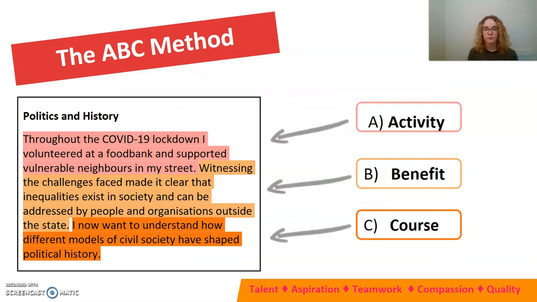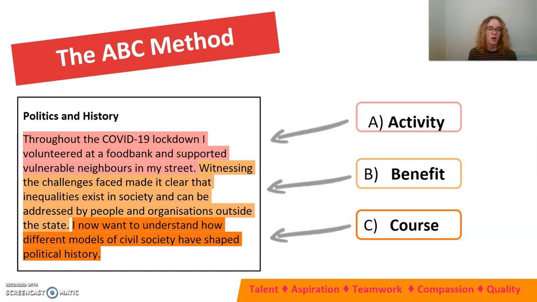Now here's an example from a politics and history personal statement. So throughout COVID-19, I volunteered at a food bank and supported vulnerable neighbours in my street. That's the activity that they did. Witnessing the challenges faced made it clear that inequalities exist in society and can be addressed by people and organisations outside of the state. So that's the benefit. What have they gained from doing that activity?